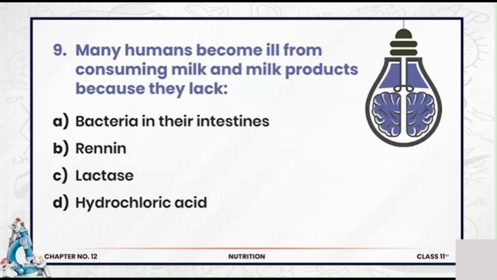Now number 9, many humans become ill from consuming milk and milk products because they lack alpha bacteria in their intestines, beta rennin, Charlie lactase, and delta hydrochloric acid. So the correct answer is lactase. आपको याद होगा lactose intolerance हमने बात की थी.